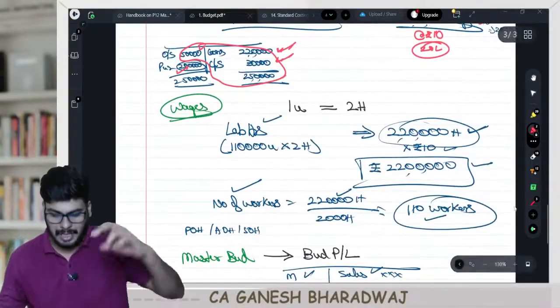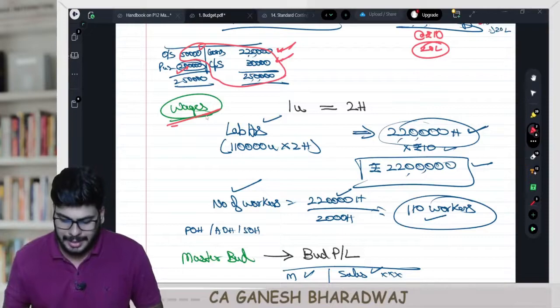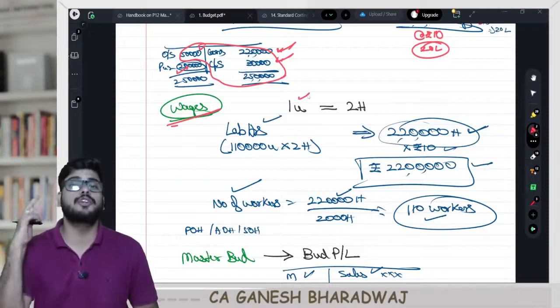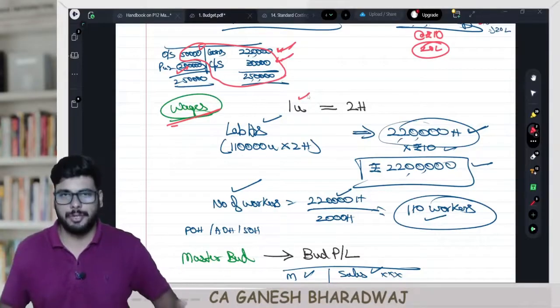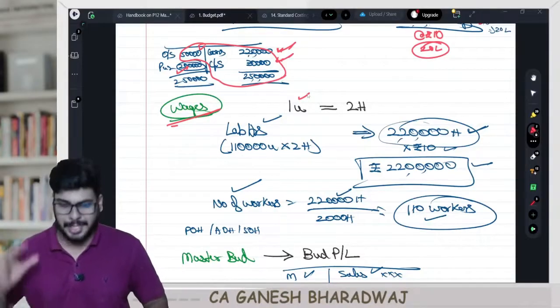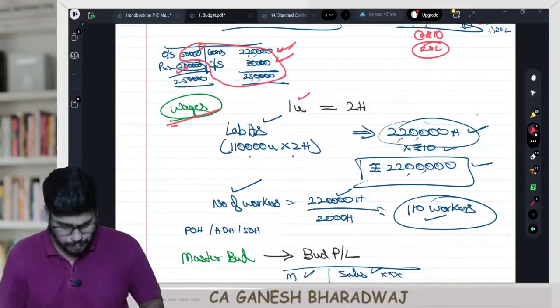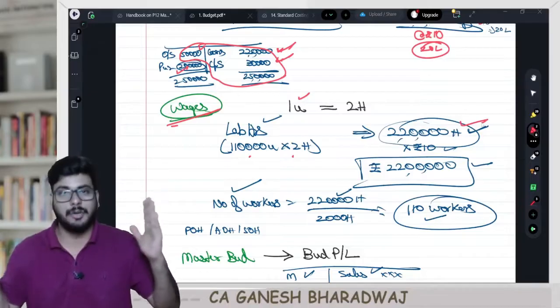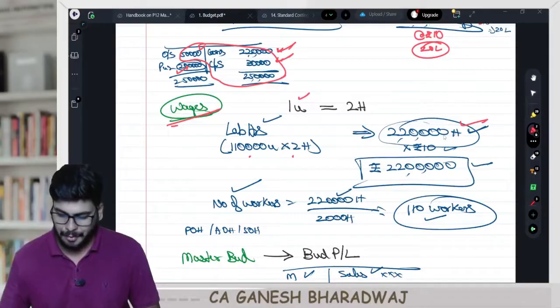Similarly, let me take one more example. Wages budget. Now, let us say to produce 1 unit, I require 2 hours of labor. So now in the upcoming year, I'm planning to produce how many units? 1,10,000 units, which means I need a total labor of how many hours? 1,10,000 units into 2 hours. That gives me how much? 2,20,000 hours I need. Let us say every hour I'm going to pay them at a rate of how much?